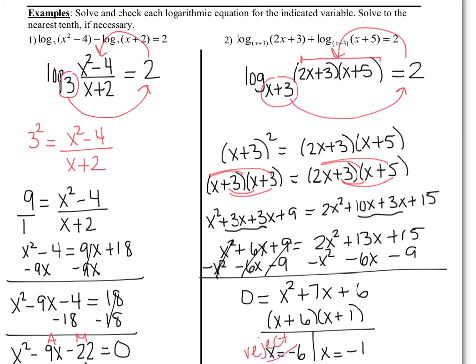Let's see if x equals negative 1 will work. So negative 1 plus 3 is 2. That's positive. 2 times negative 1 is negative 2, plus 3 is positive 1. That works. And it'll work over here too. Negative 1 plus 5 is 4, and it works in the base. I will go over the checks in greater detail in class. So if you could please remind me tomorrow in class about that, that would be awesome.